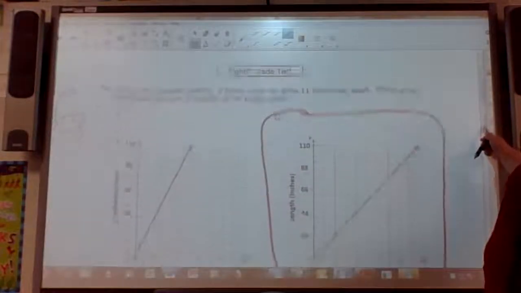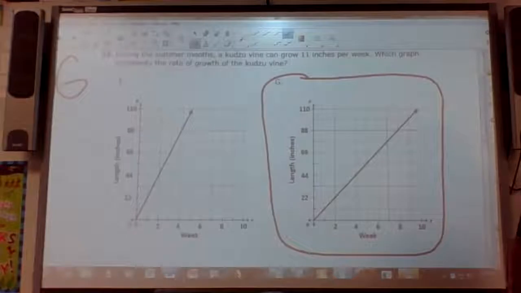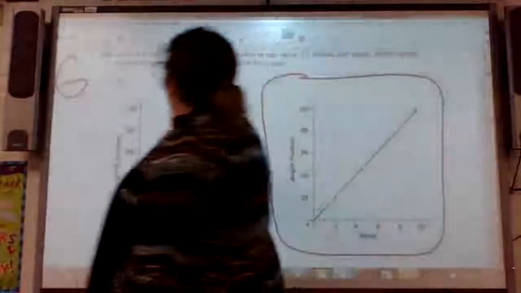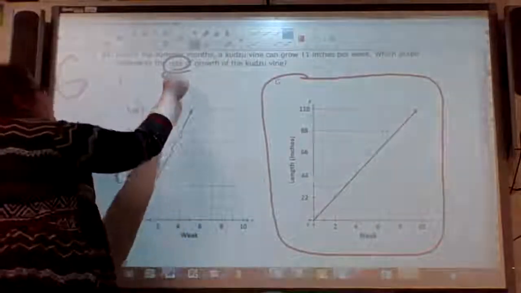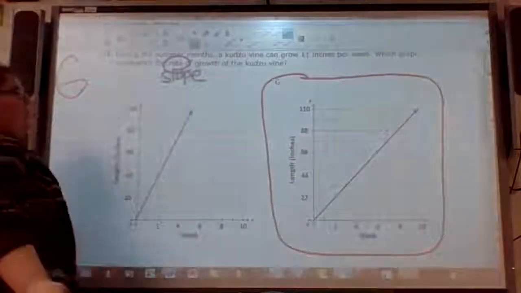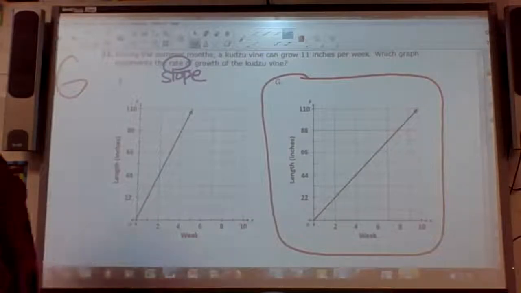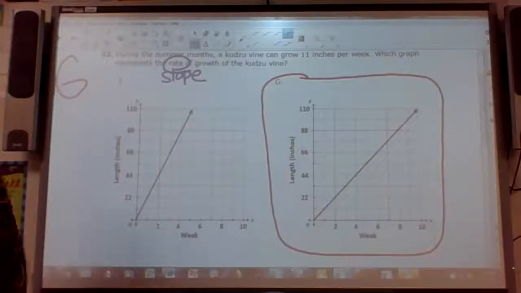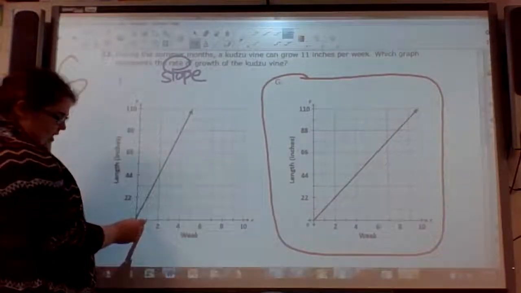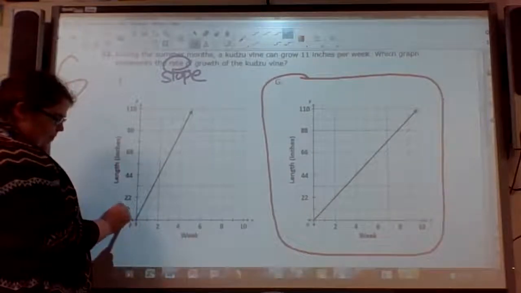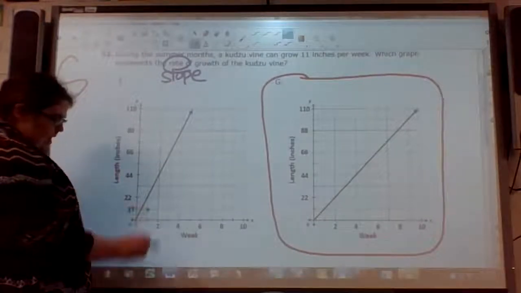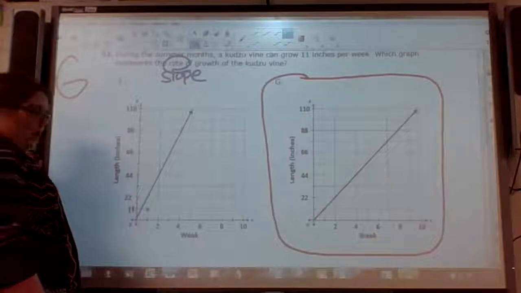Last question. Number 32. During the summer months, a kudzu vine can grow 11 inches per week. Which graph represents the rate of growth? Keyword: rate. That is slope. So which graph represents this slope? 11 inches per week. So if I'm at 1 week, I should be at 11. That line does not touch it.